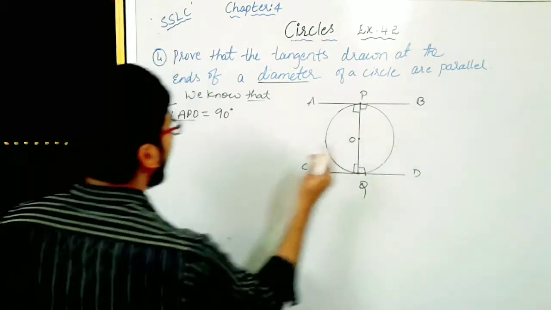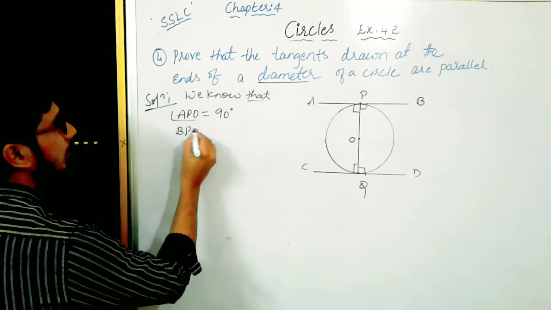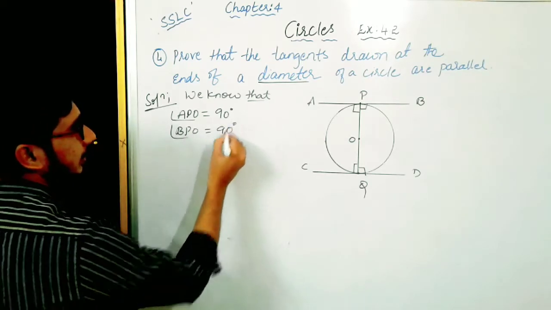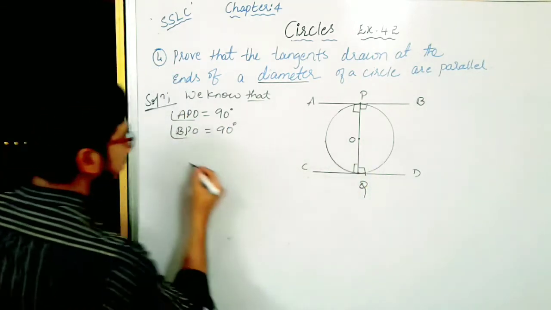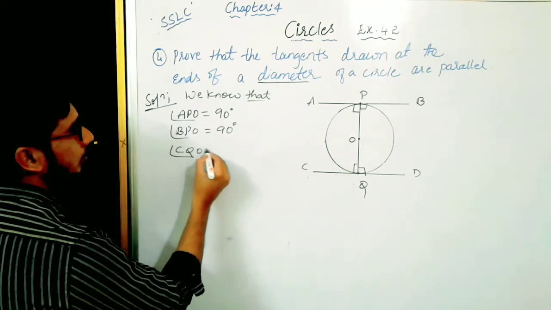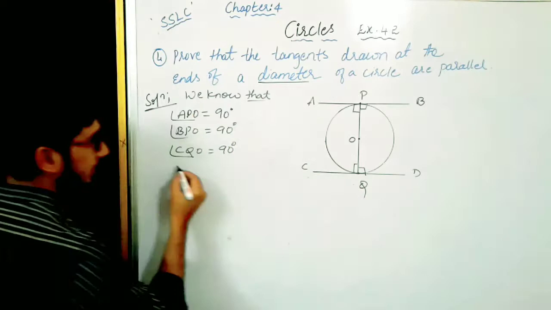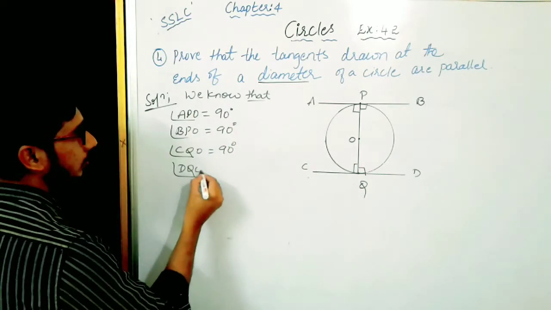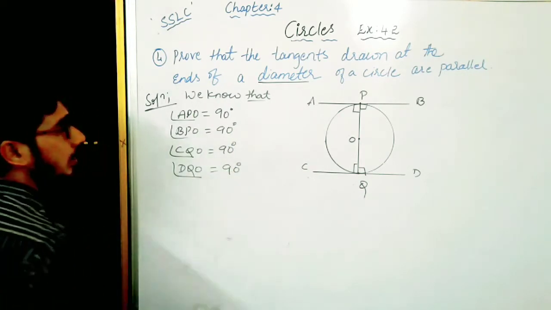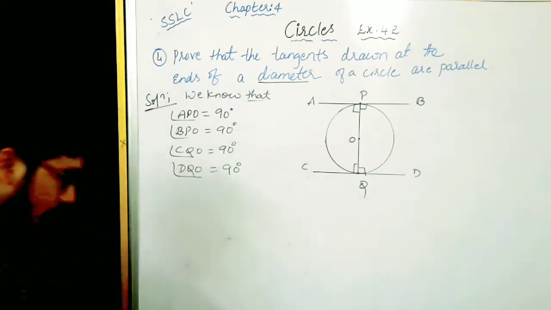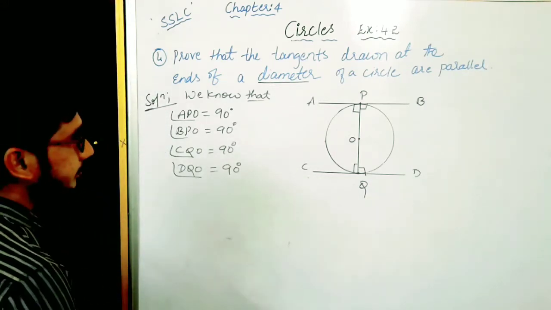BPO is equal to 90 degrees. Again, CQO is equal to 90 degrees. DQO is equal to 90 degrees. All are 90 degrees. So what will happen now?